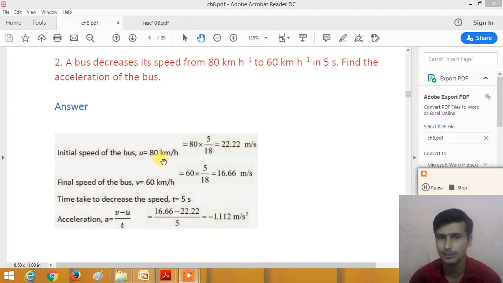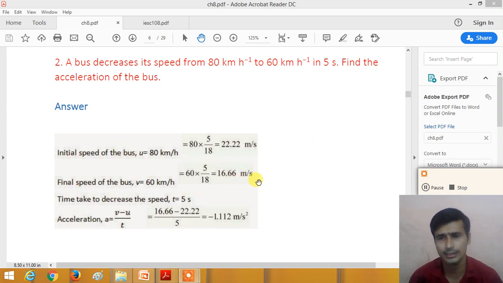So initial speed in meter per second is 22.22 meter per second. What is the final speed? Final speed of the bus is 60 kilometer per hour, right? So we need to convert this 60 kilometer per hour into the meter per second. 60 multiplied by 5 by 18, we get the answer 16.66 meter per second, right?